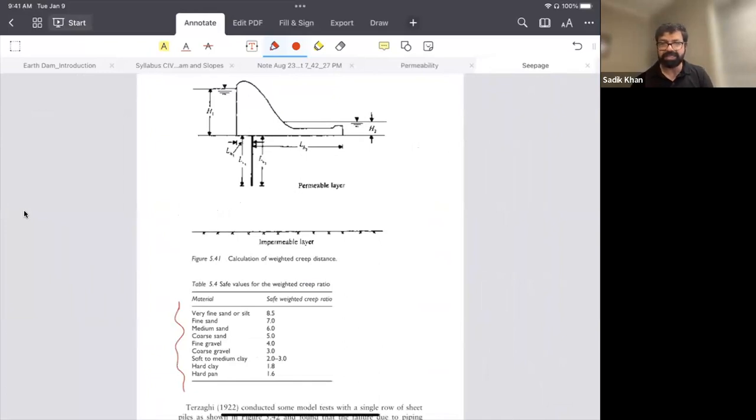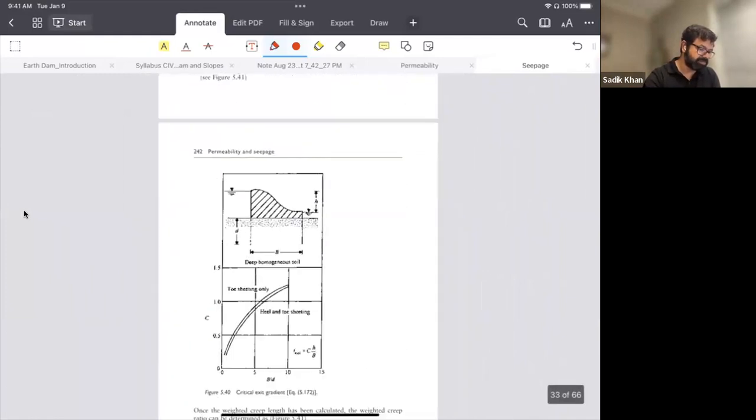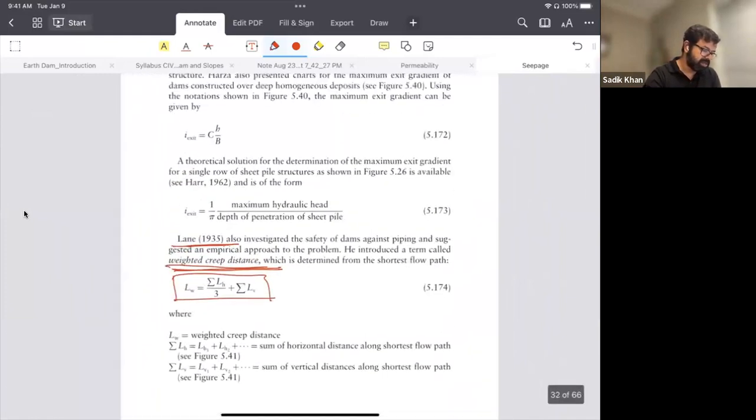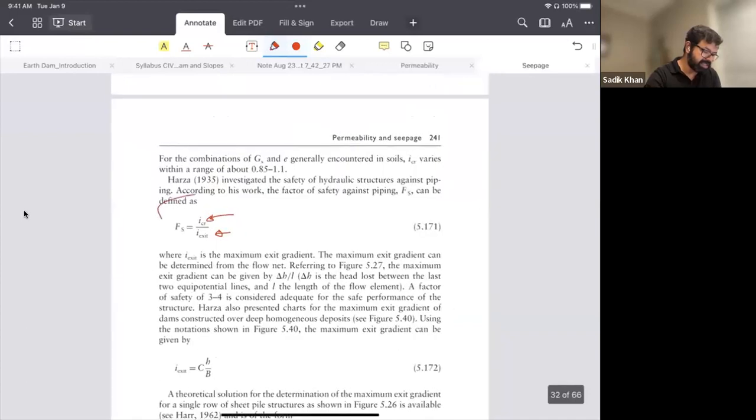So basically the best way to find out the factor of safety against piping is this one. The factor of safety we need to find out is based on the critical exit gradient, the critical hydraulic gradient against the exit gradient.